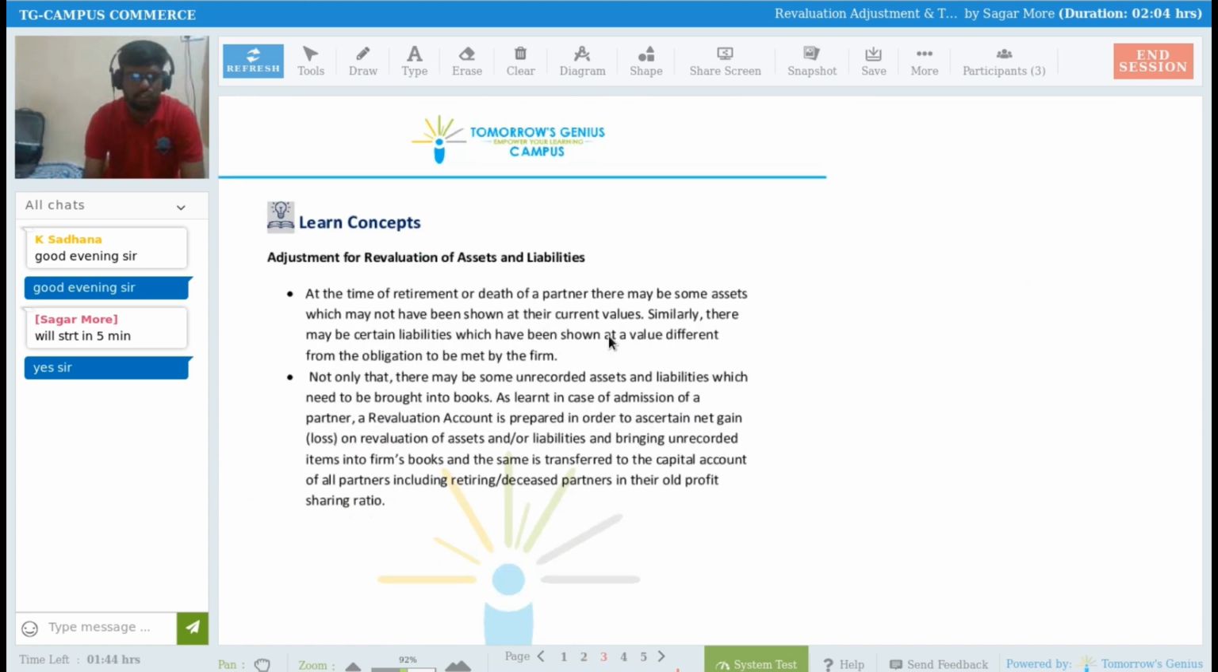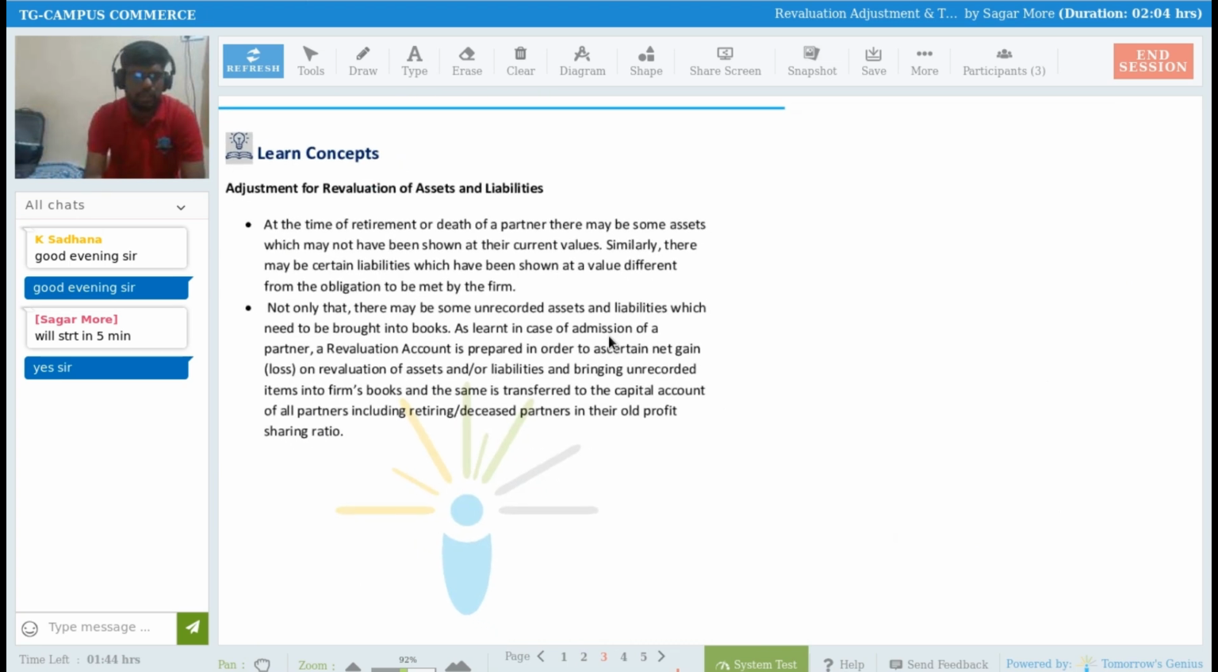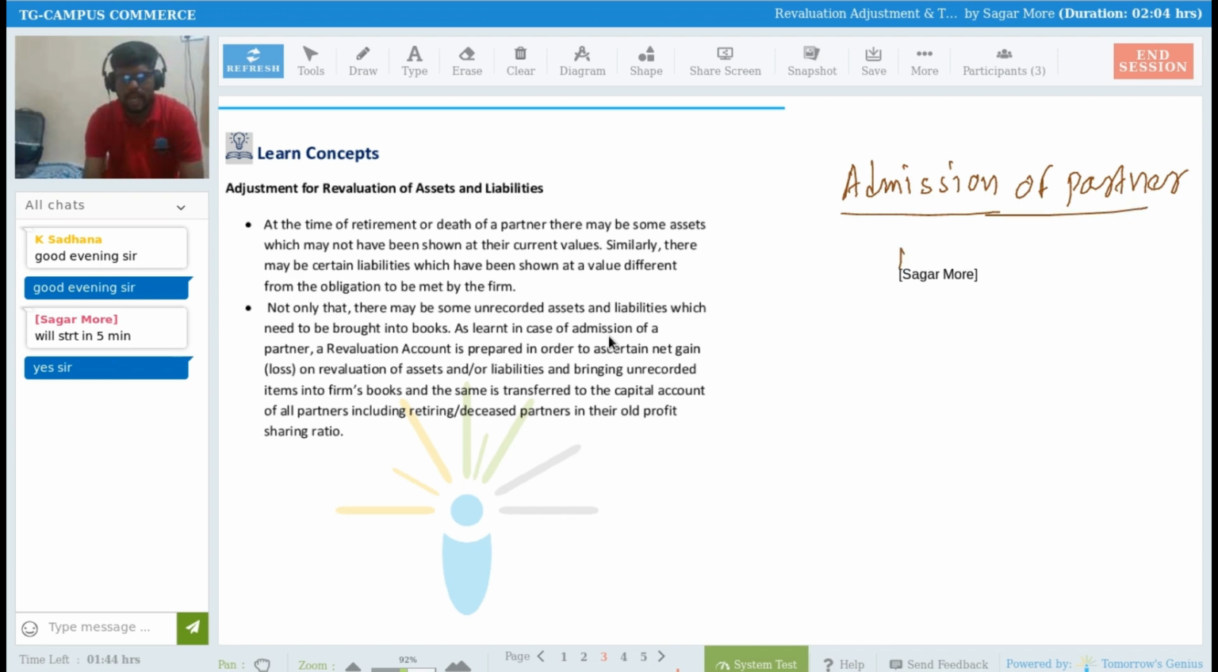See, adjustment for revaluation of assets and liabilities. So this adjustment is similar to the adjustment that you studied in admission of a partner. In admission of a partner also, we used to prepare one account called revaluation account, right everyone? Revaluation account. So revaluation account is as good as your profit and loss account, right? Is as good as your profit and loss account only.